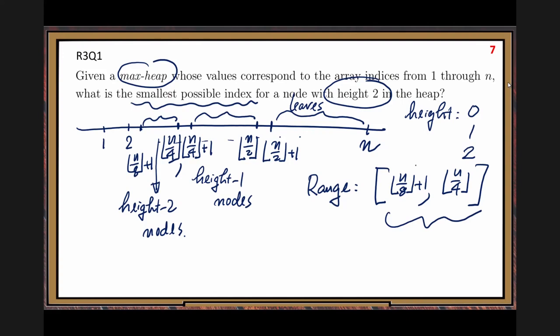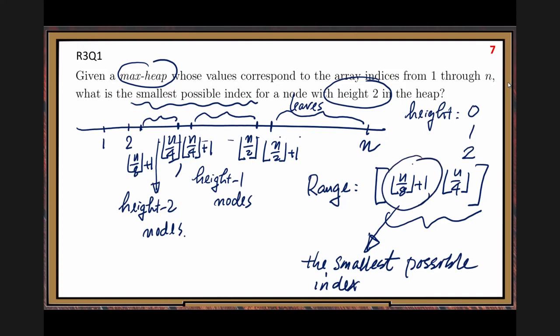This number is the smallest possible index. Okay? Answer. Is that n over 8? Yes, n over 8, floor function n over 8, plus 1. Okay? Plus 1.